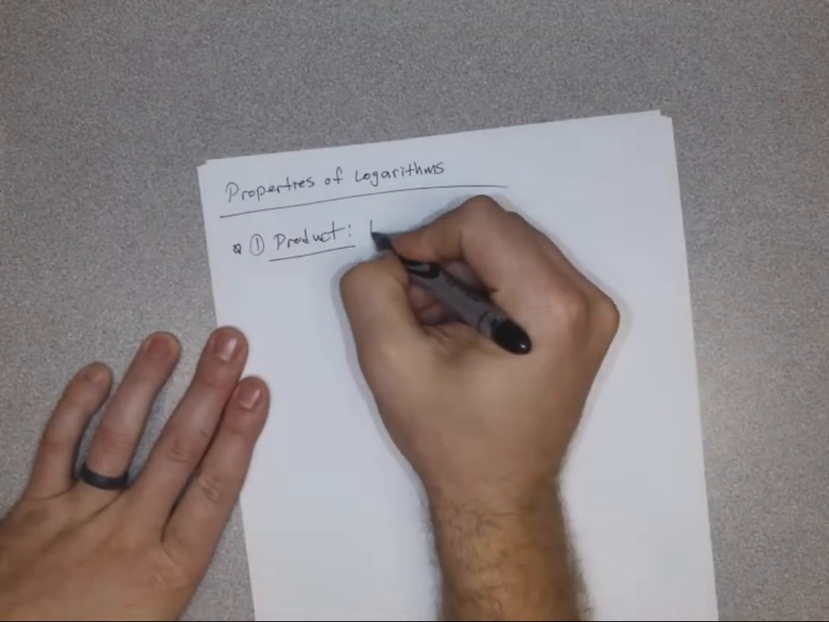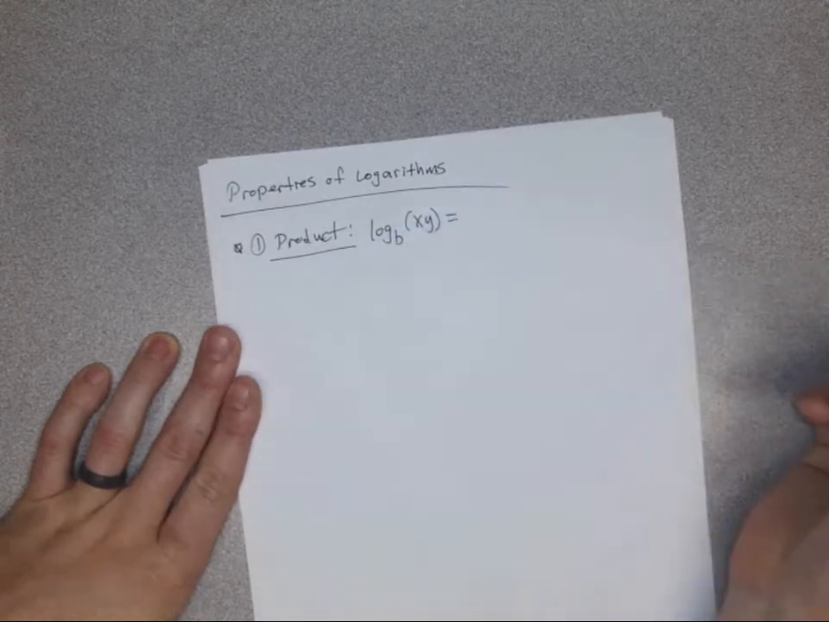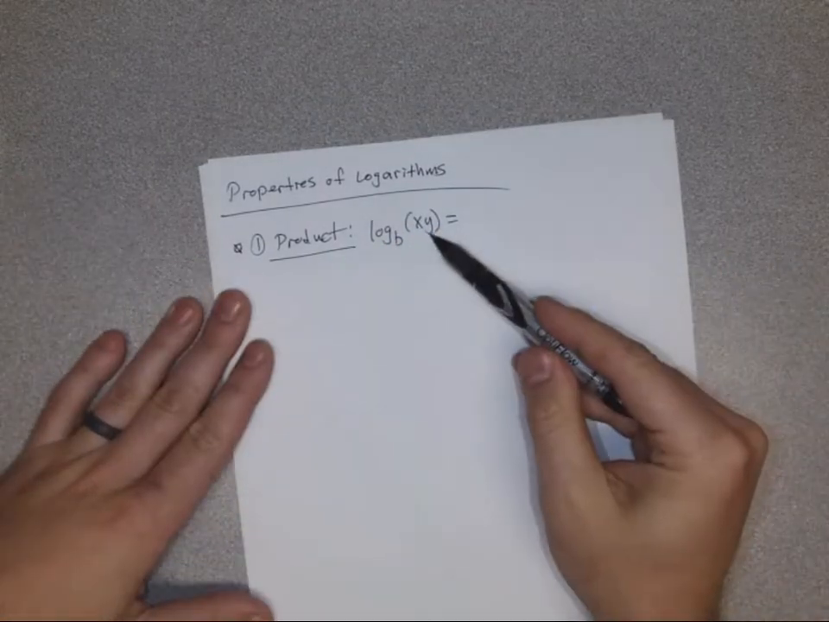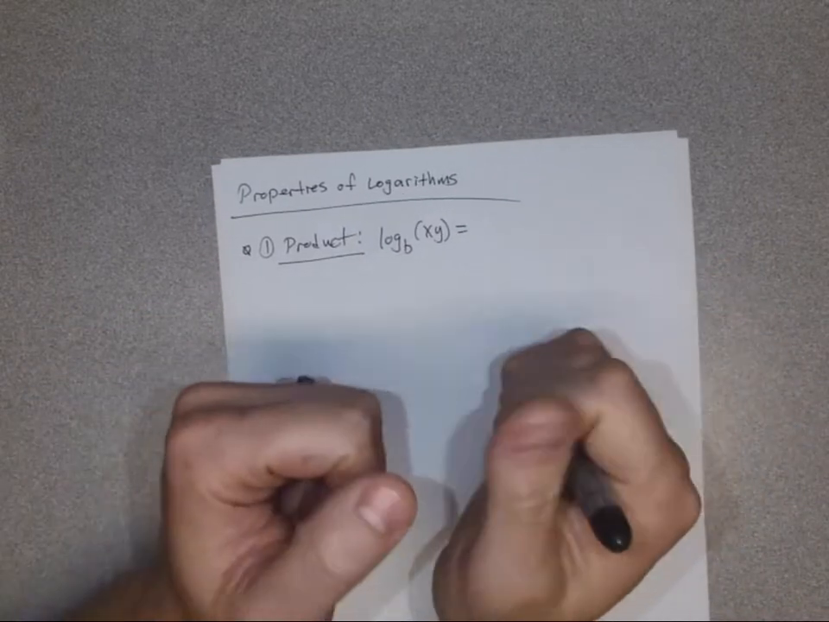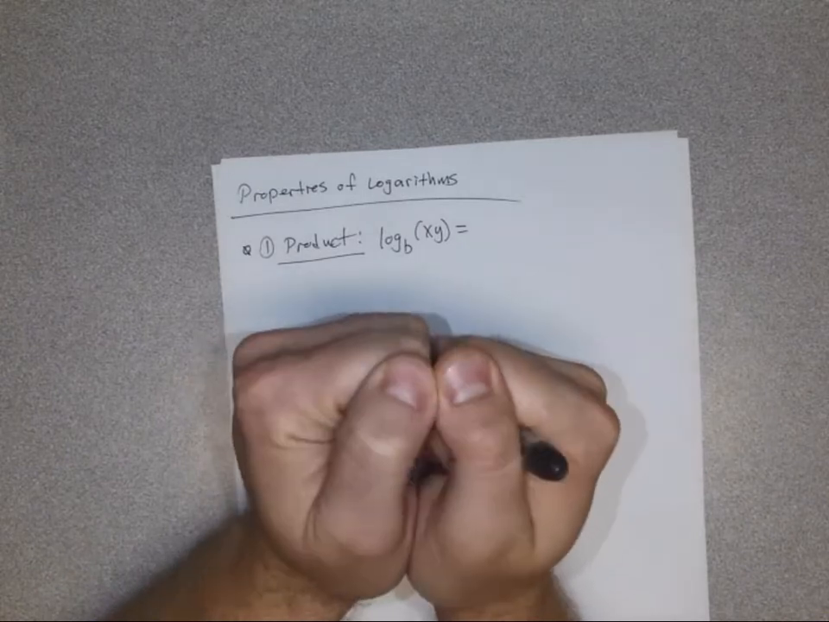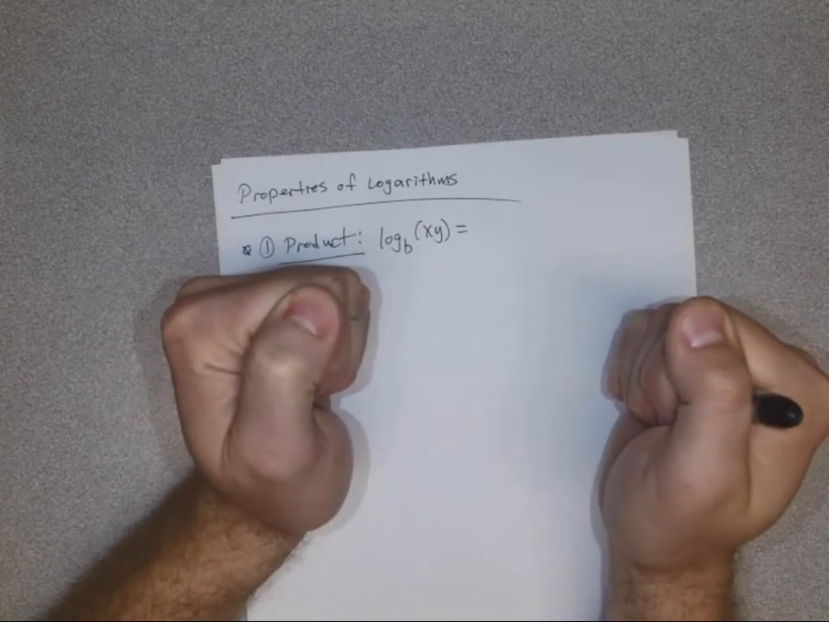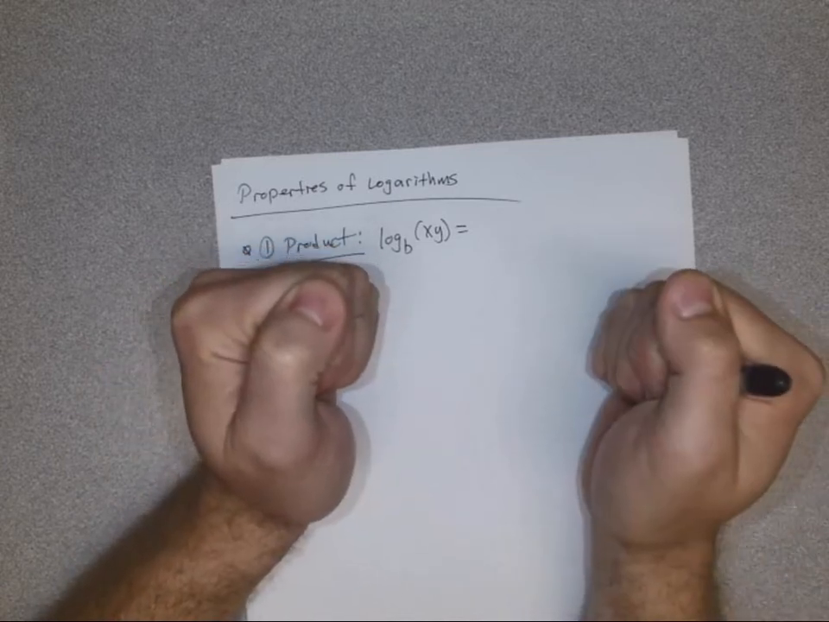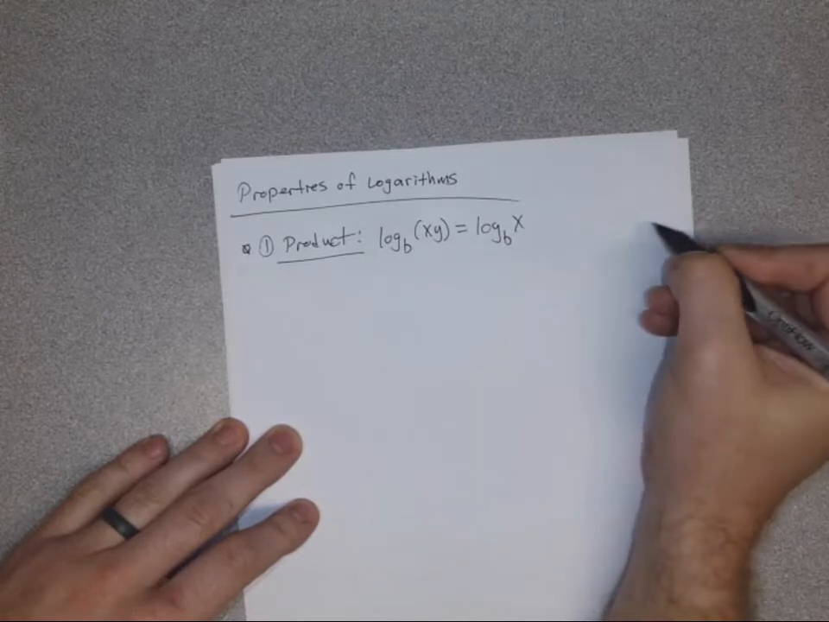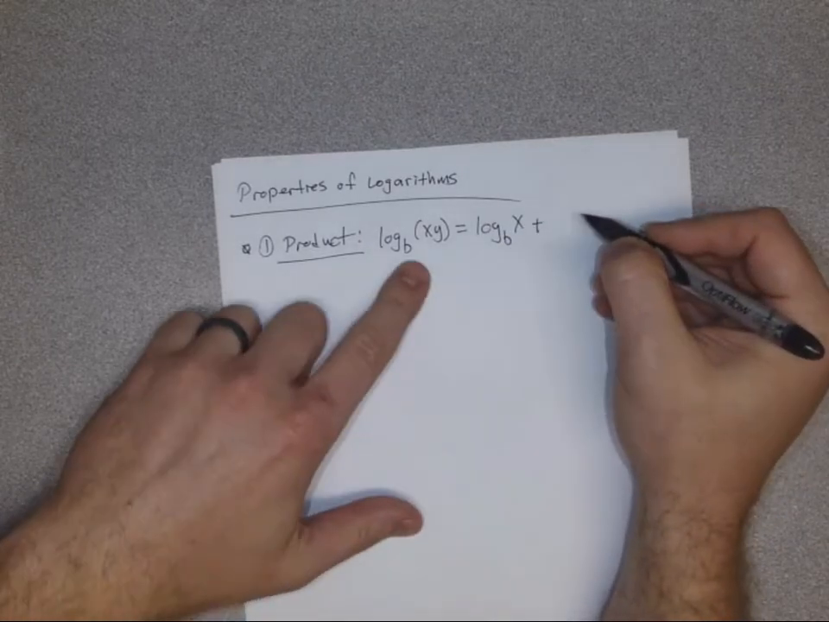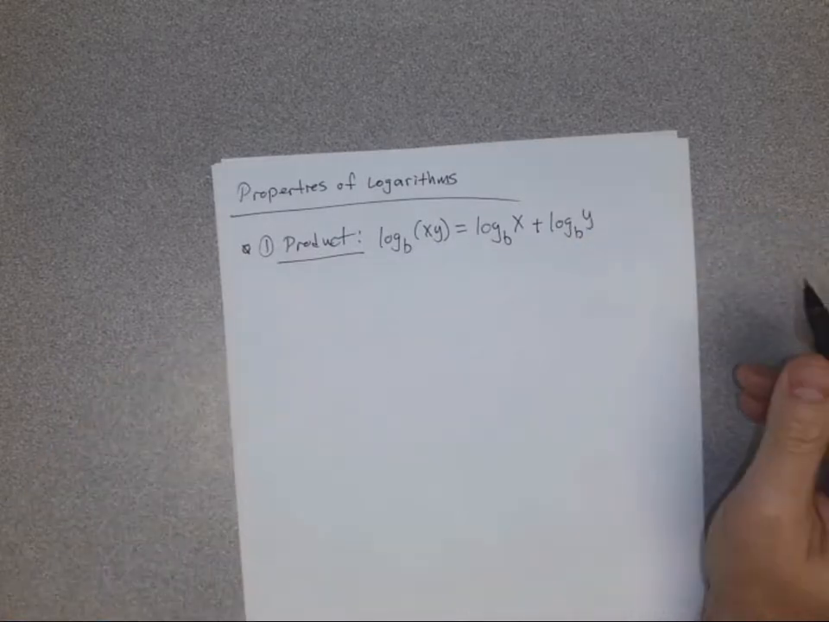What it says is if you have log base b of x times y, the product, multiplying. That's what you're doing here, the product of two things. Then you have this one log that's multiplying x and y. You can break them apart into two different logs now, of x and y. So what I mean is this: log base b of x plus log base b of y.